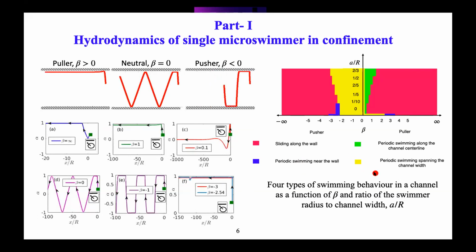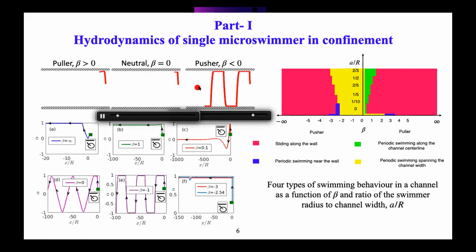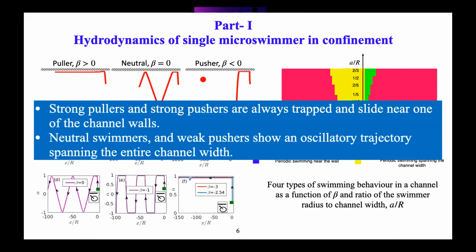And the last type of behavior is periodic swimming spanning the channel width. That is observed in the case of neutral swimmers and pushers. As you are seeing in these two videos, a neutral swimmer or a pusher would go to the wall and it escapes from the wall and then would go to the other wall, and it continues to move between these two walls. And this is called the periodic swimming spanning the channel width. So here we see that strong pullers and strong pushers are always trapped and slide near one of the walls, and neutral swimmers and weak pushers show an oscillatory trajectory.